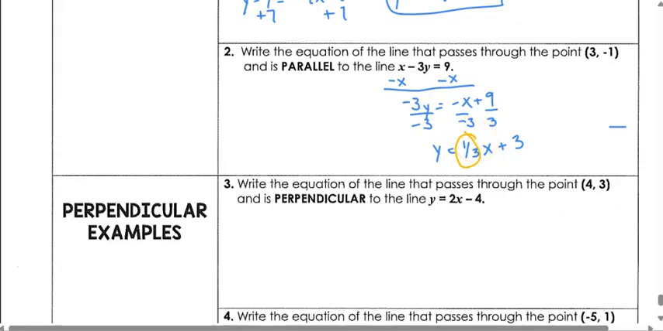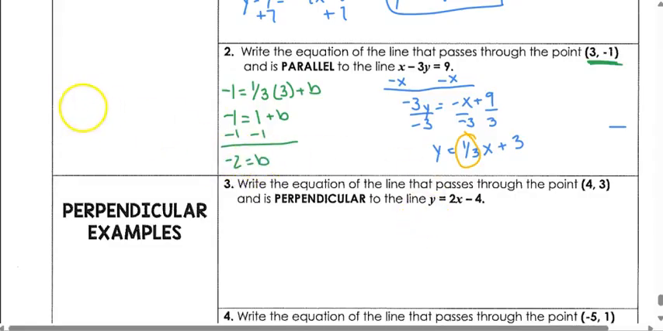When I write the parallel equation, I'm going to use the slope of 1/3, and it's going to go through this point, (3, -1). I'll do this one with slope-intercept form. So -1 is equal to the slope of 1/3 times x of 3 plus b, and then let's solve for b. 1/3 times 3 is 1, and to figure out what b is, I subtract 1 from both sides, so I get -2 = b. So that means my equation is y = 1/3 x - 2.